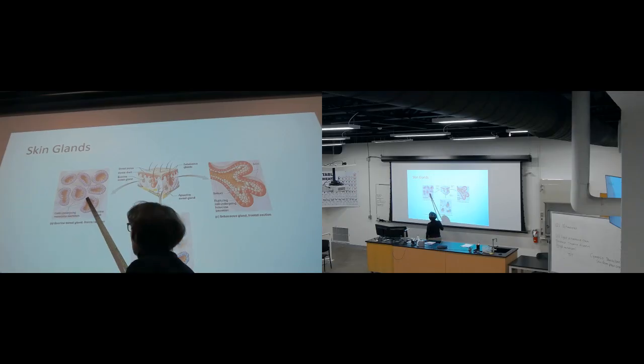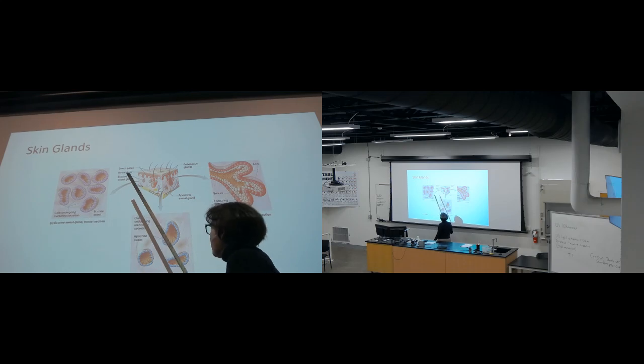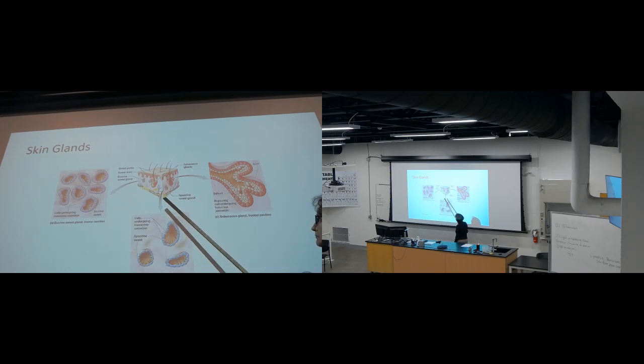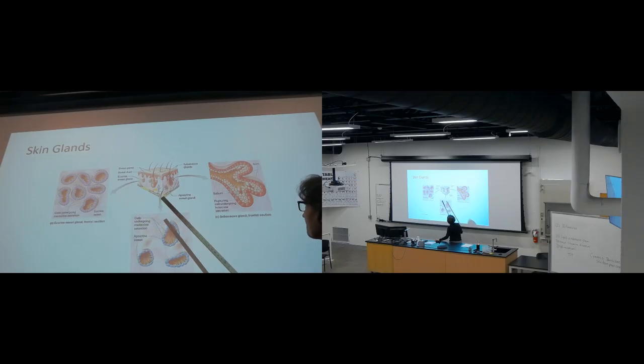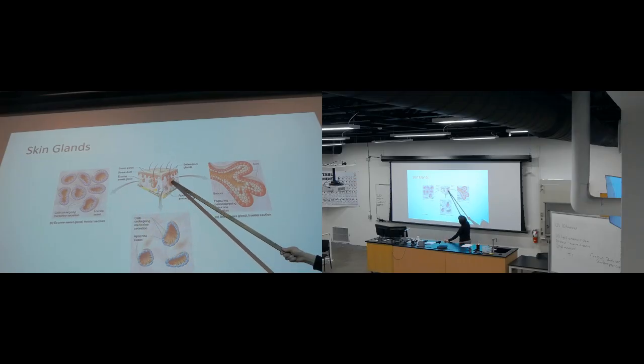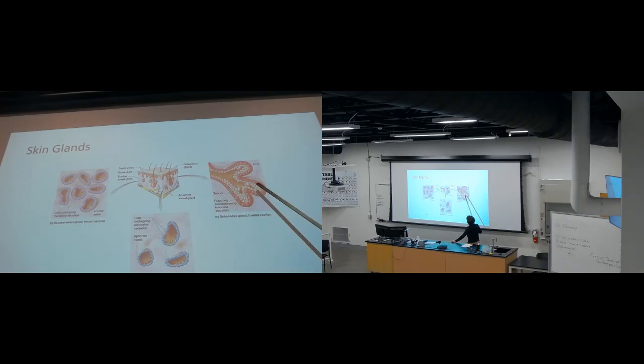So they are made of simple cuboidal epithelium or stratified columnar epithelium. Here is the sweat gland in the dermis. This is an eccrine sweat gland. And then we have these sebaceous glands that are associated with the hair. In this case, if you magnify it, you can see that it is tubular acinar.